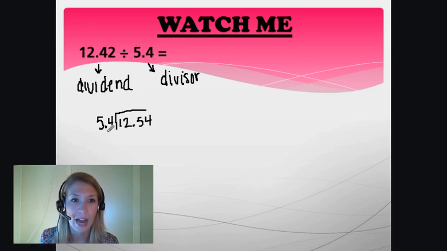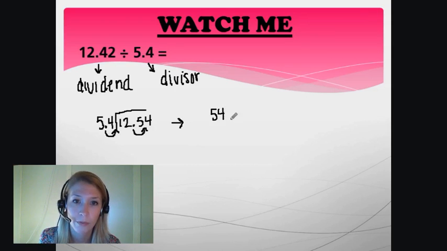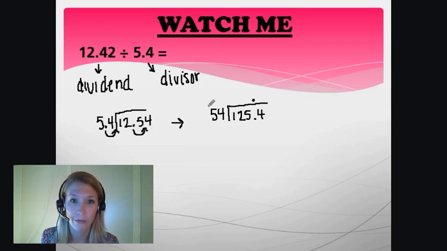But notice that our divisor has a decimal point in it, and it's not being represented as a whole number. So we need to move that decimal point over 1 place value. And what we do to our divisor, we also need to do to our dividend. So we need to move that decimal point over 1 place value as well. So rewriting that, it would be 54 and 125.4. We're going to move that decimal point straight up into our quotient, and now we can solve.